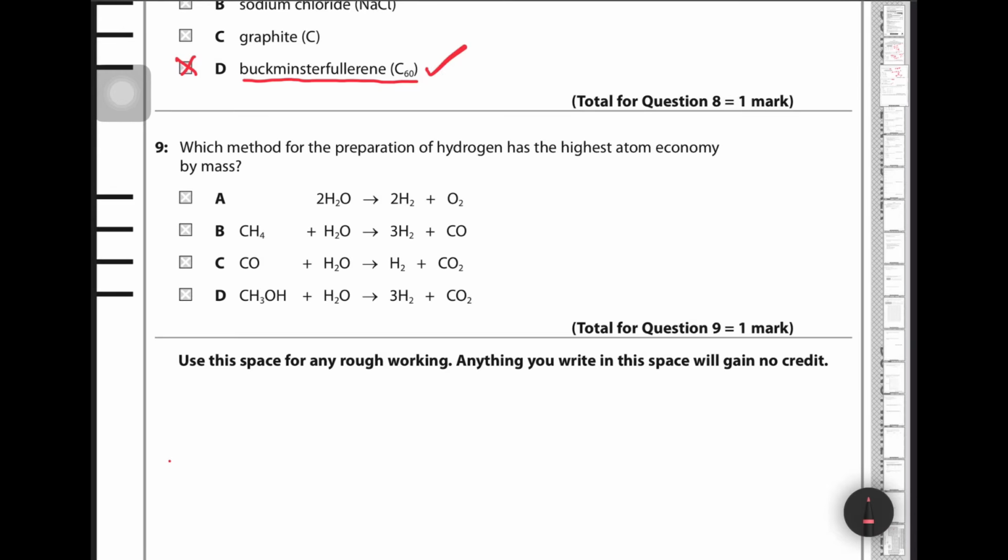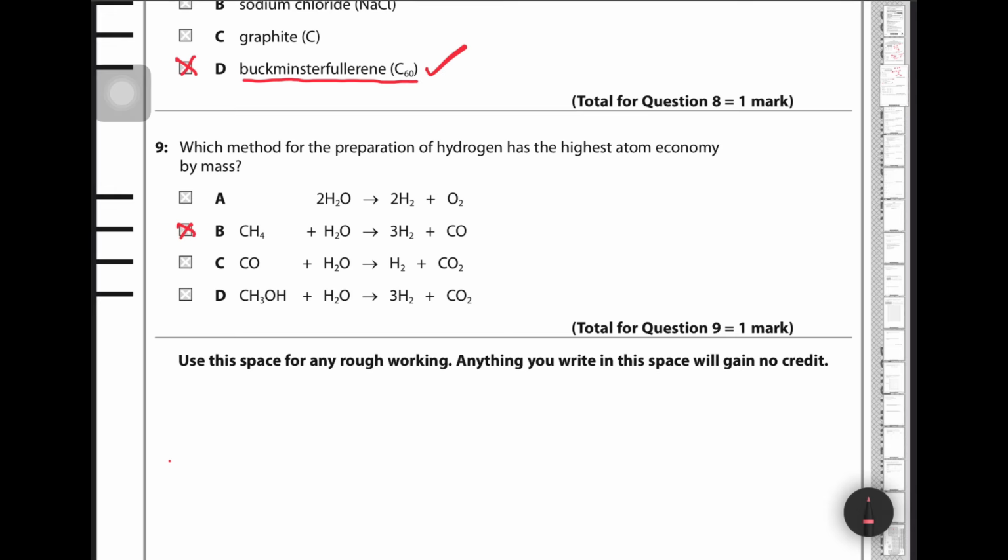So question number 9 is asking which method for preparation of hydrogen has the highest atom economy by mass. So what you need to do is, you know the formula of atom economy, right? What is it? It's the total molar mass of the desired products upon the total molar mass of all reactants into 100, right? So I have done it for all the 4 and the correct answer is B.